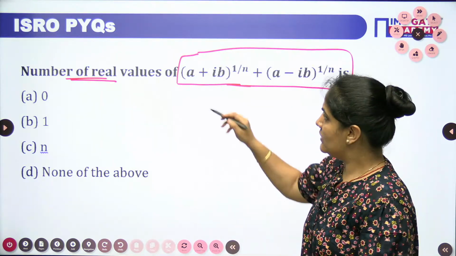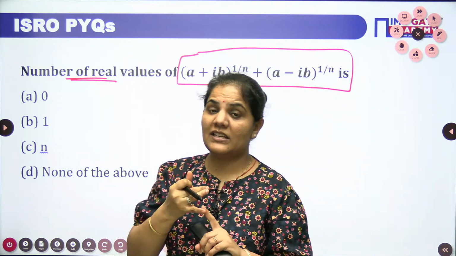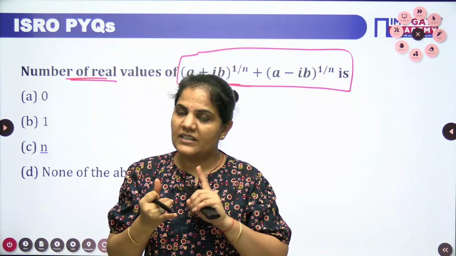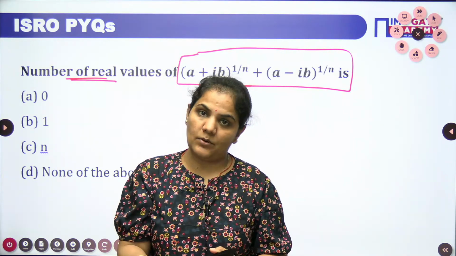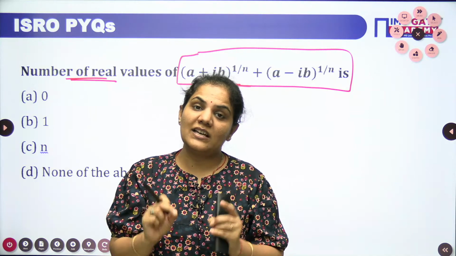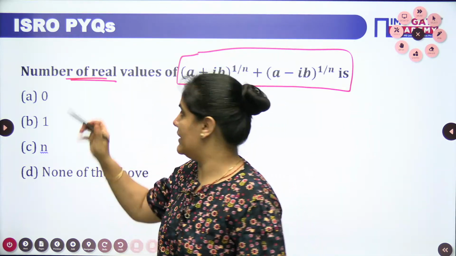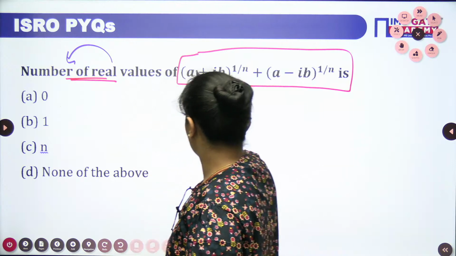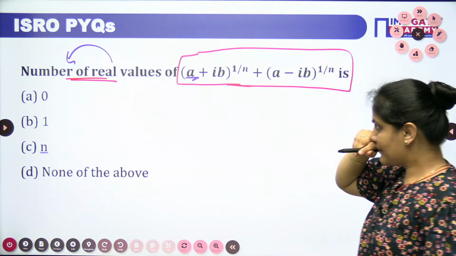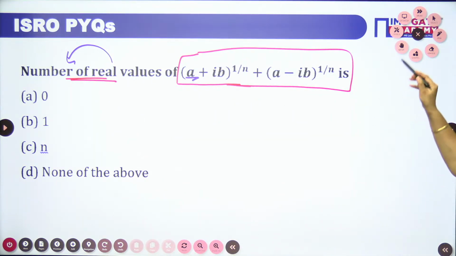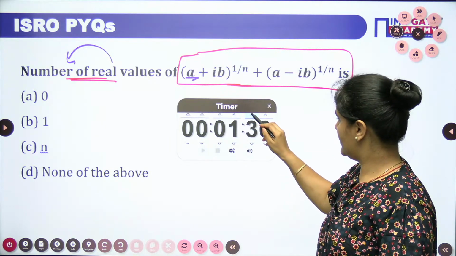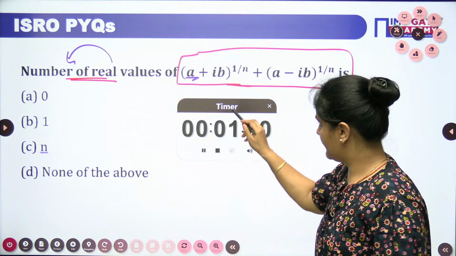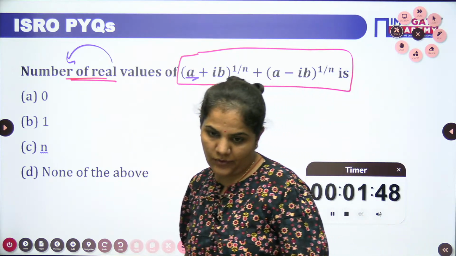But basic again. So number of real values. It is not asking what is a. It is asking how many real values are possible. So the question is asking about the number of real values. So (a plus iota b) power 1 by n plus (a minus iota b) power 1 by n. You can try the question. Everyone, just go for it.